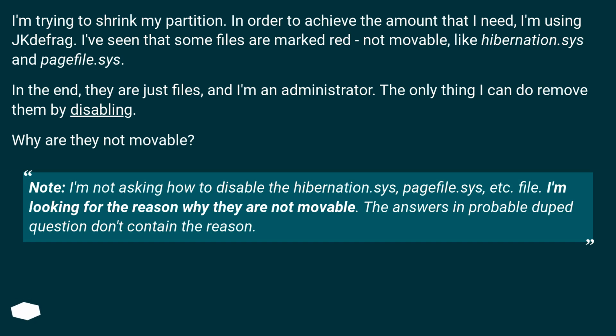In the end, they are just files, and I'm an administrator. The only thing I can do is remove them by disabling. Why are they not movable? Note, I'm not asking how to disable the hibernation.sys, pagefile.sys, etc. file. I'm looking for the reason why they are not movable. The answers in the probable duped question don't contain the reason.